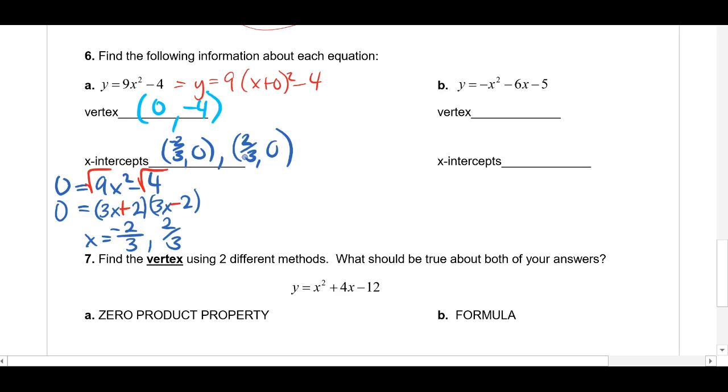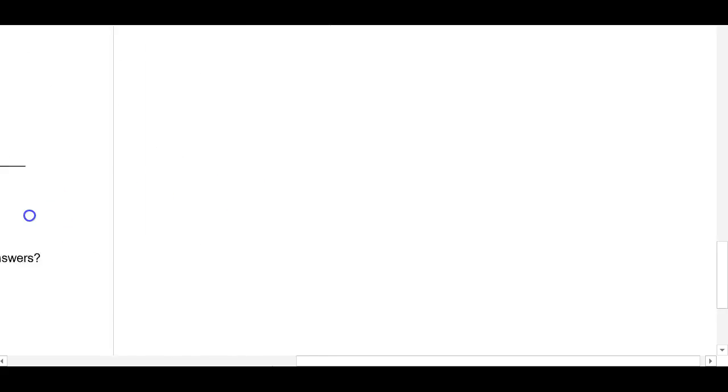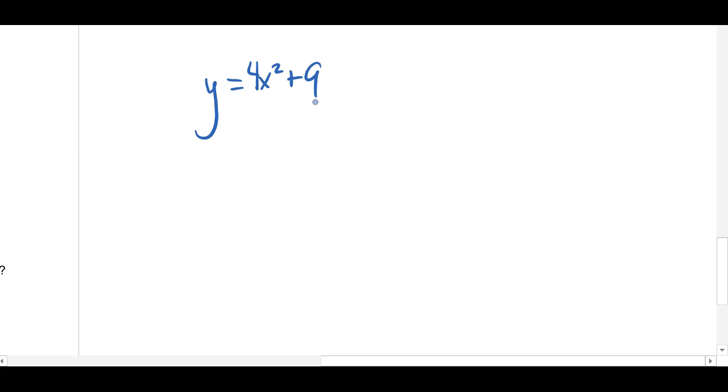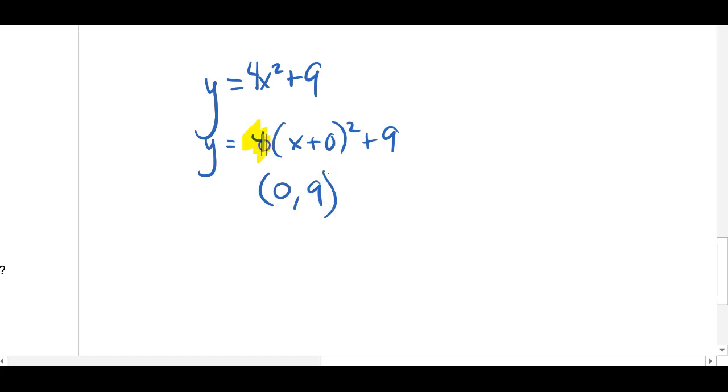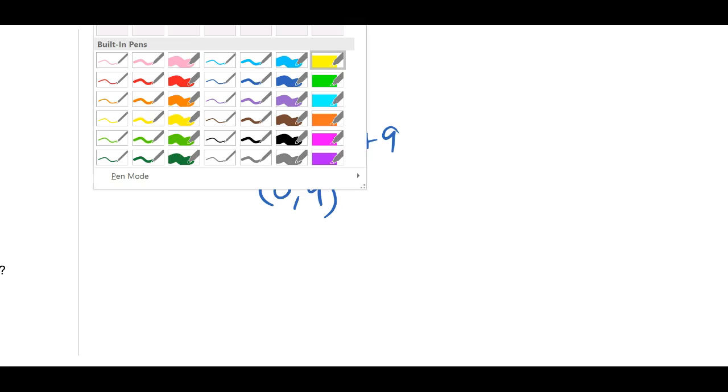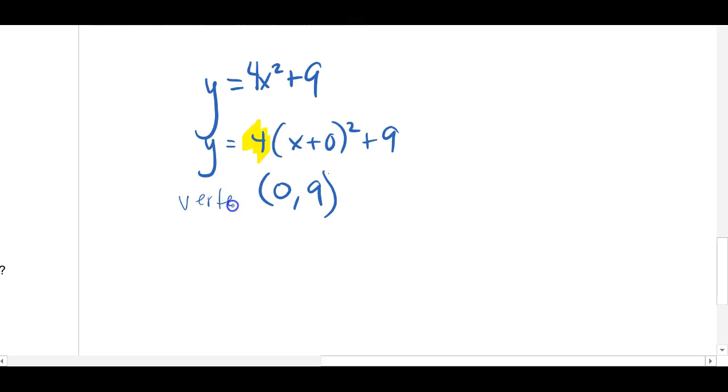Okay? Let me show you one more example just like that, though. What if I had y equals 4x squared plus 9? Well, let's change that to 4 times x plus 0 squared plus 9. What's the vertex? Well, I know the vertex is 0 and 9. And then which direction is this pointing? Up. Because the second question I'm going to ask you is, what are the x-intercepts?